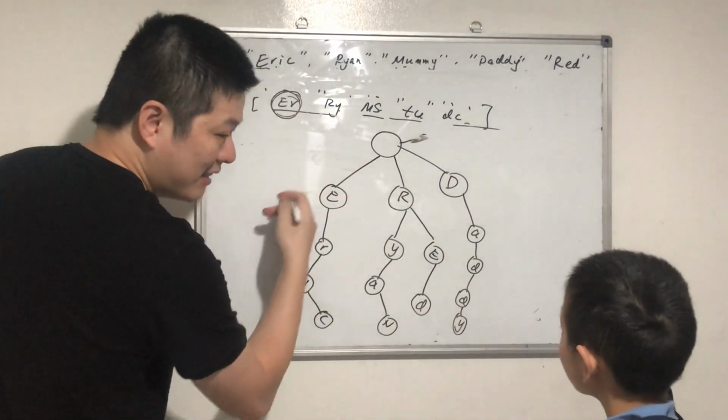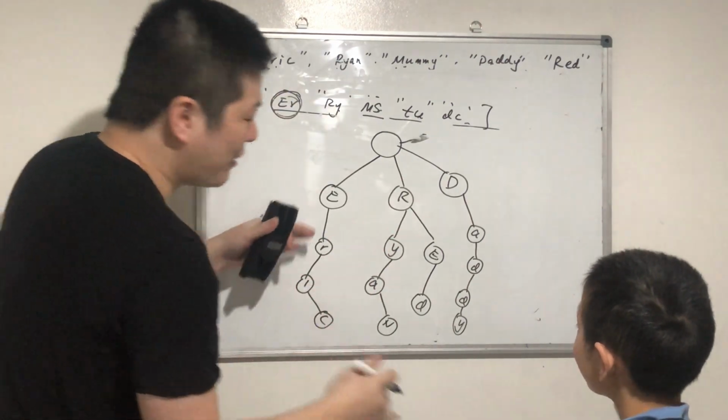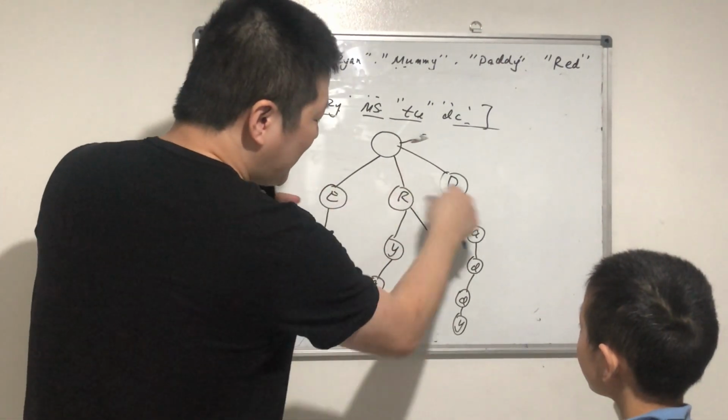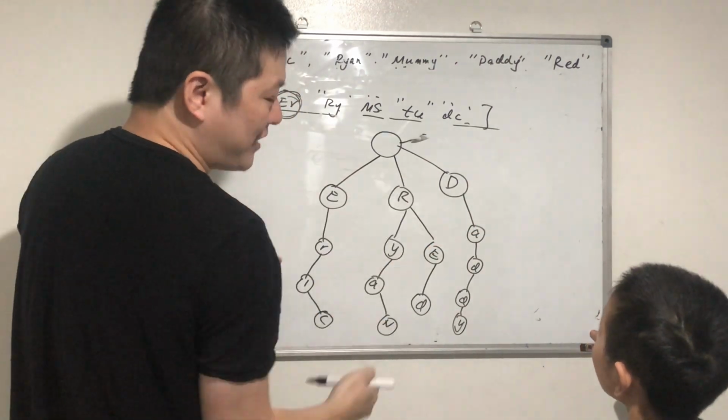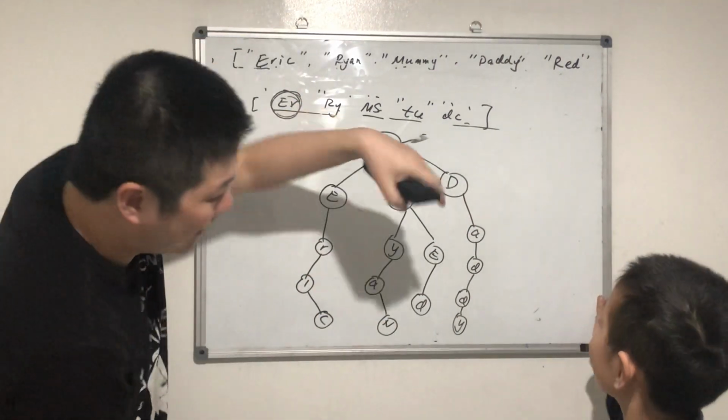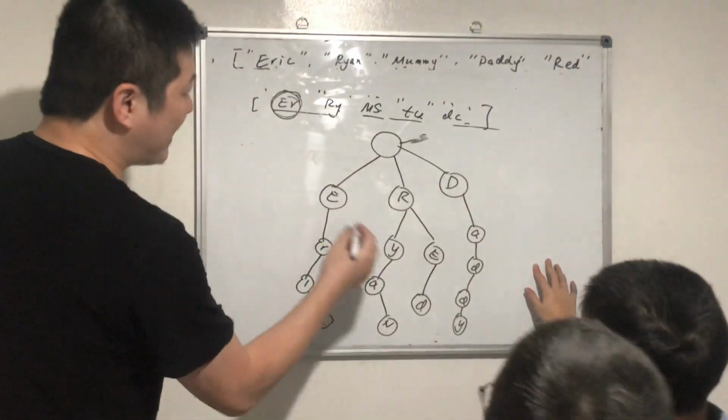This is a tree. Remember, the tree. It's not a binary tree, remember? But it has many, many characters. It's a prefix tree. Got it? This is a root, upside down. A tree. Okay? Prefix tree.